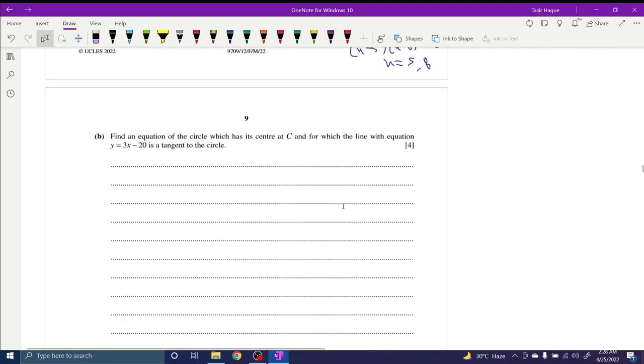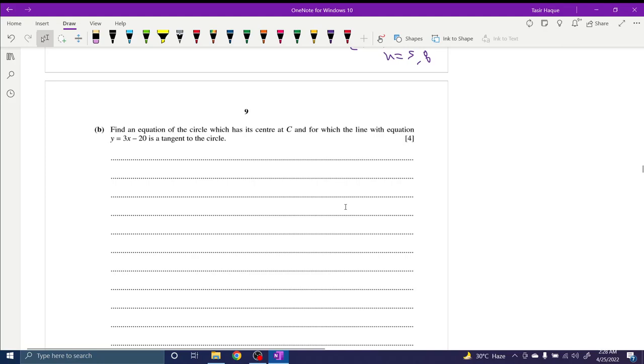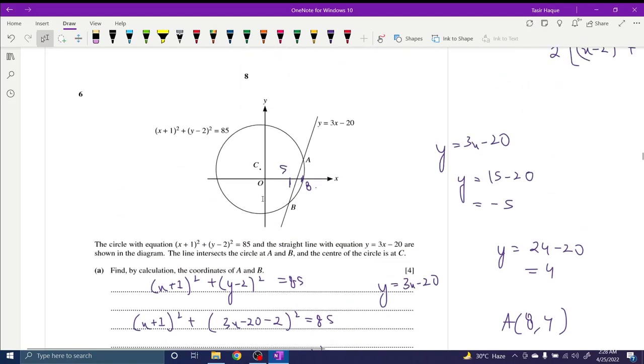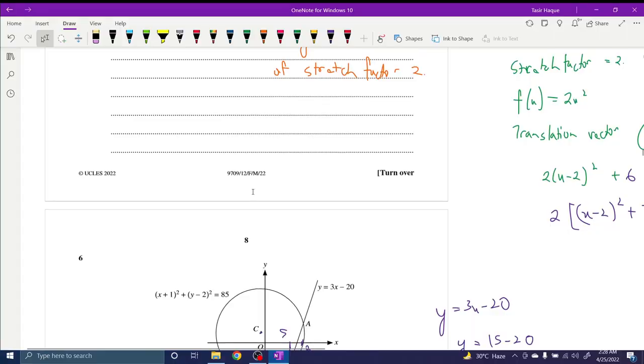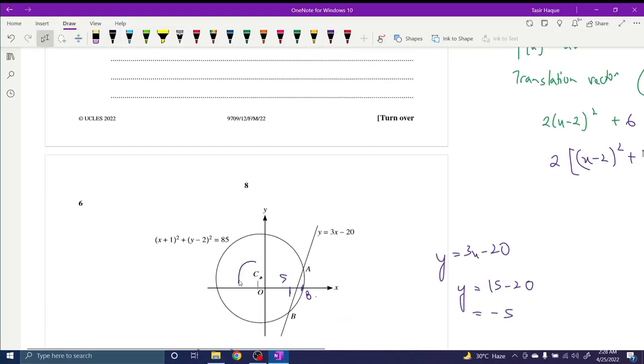See if you understand. Find the equation of the circle which has center at C and for which the line with the equation is a tangent to the circle. Okay, so we have center at C, but it's going to be a smaller circle, right? It's going to be something like this. That line is a tangent actually, right? Okay, so how are we going to do this?